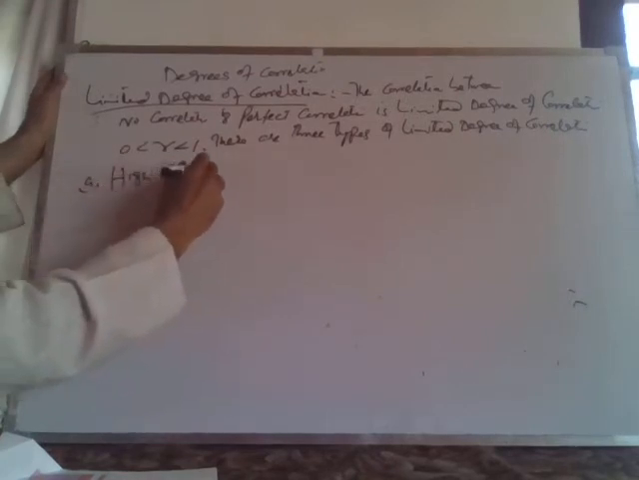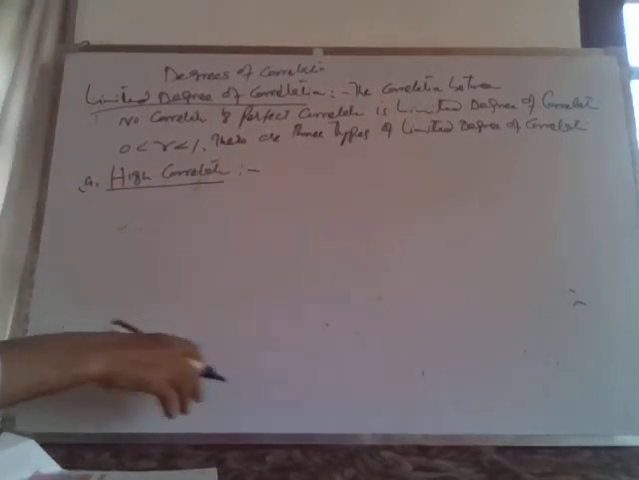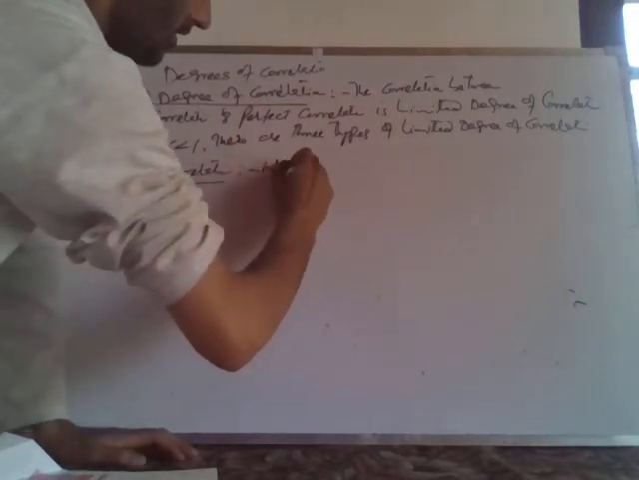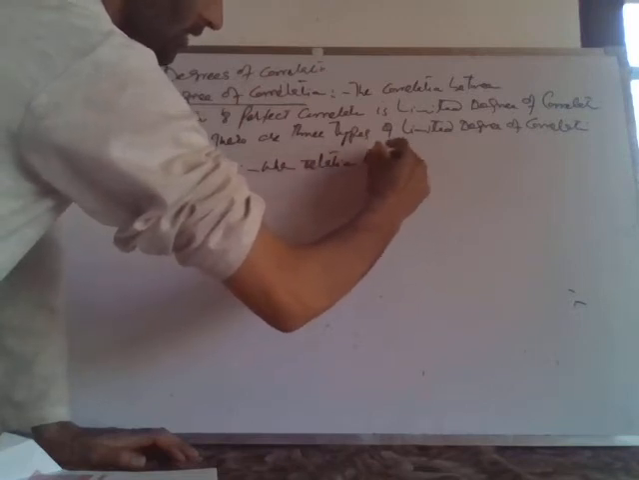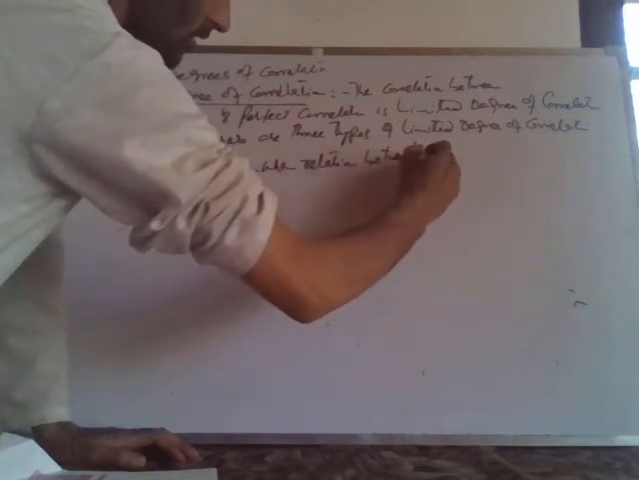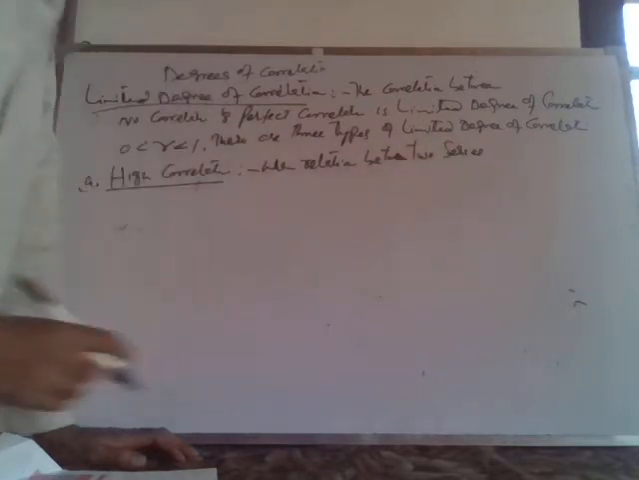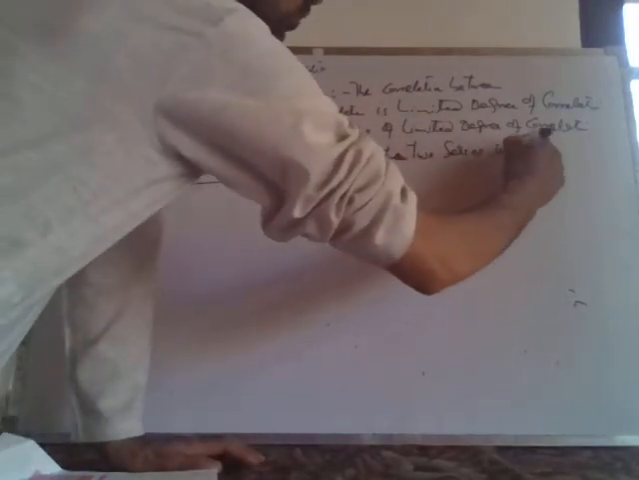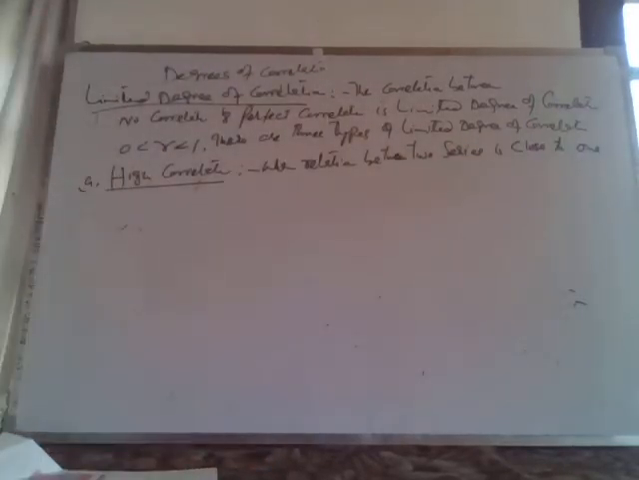High correlation. High correlation कब होती है? High correlation होती है when correlation of two series is close to 1. When relation between two series is close to 1.